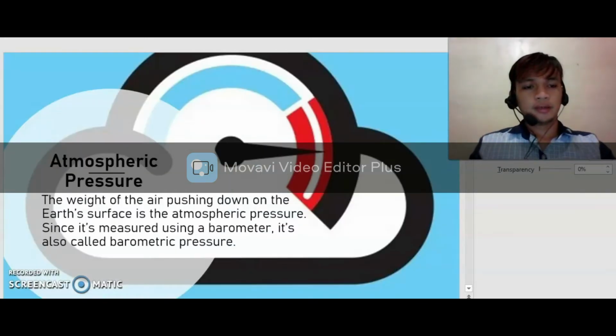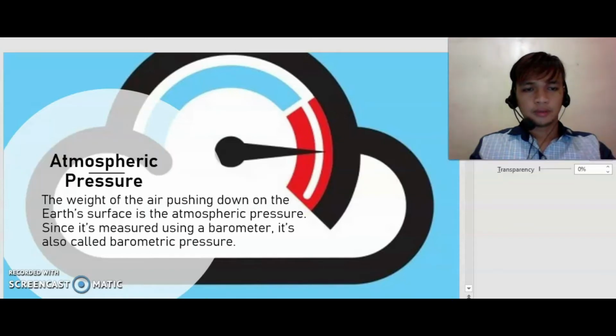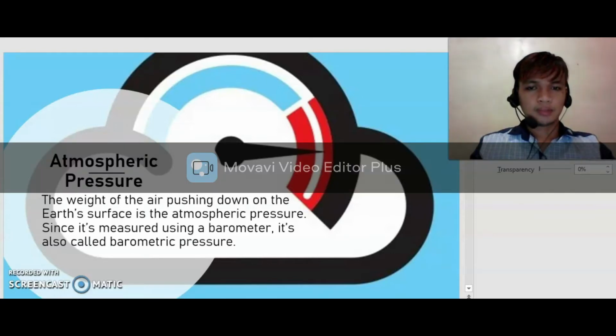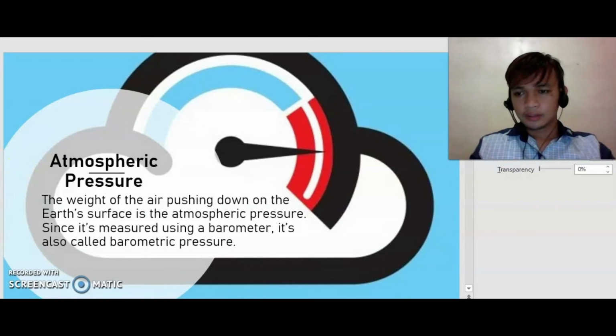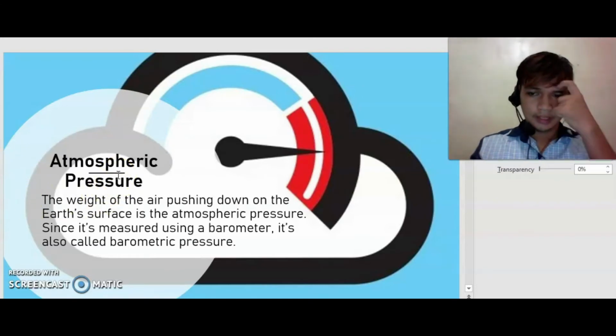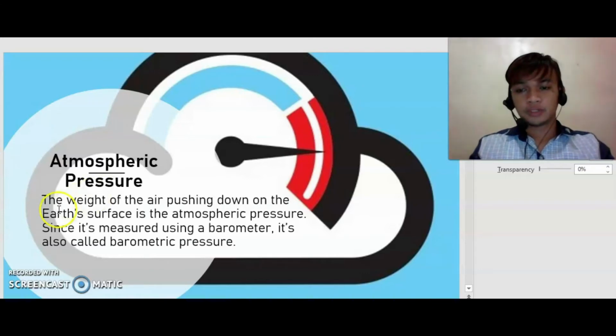By the way, the temperature of the water with the densest property is at 4 degrees Celsius. Now, that is the maximum weather temperature of water to meet its highest density. Alright. And last of the types of weather elements is atmospheric pressure.